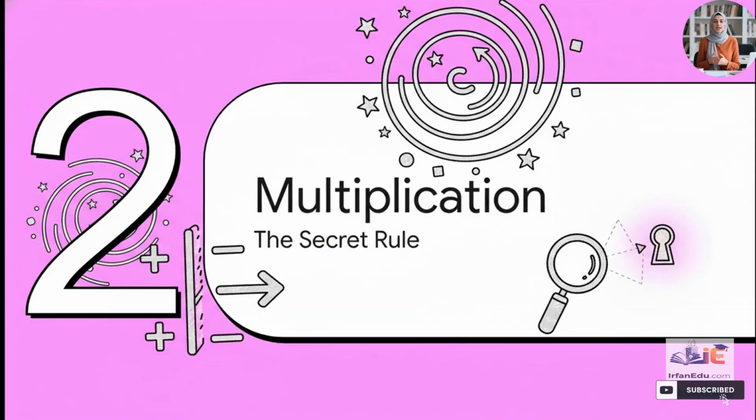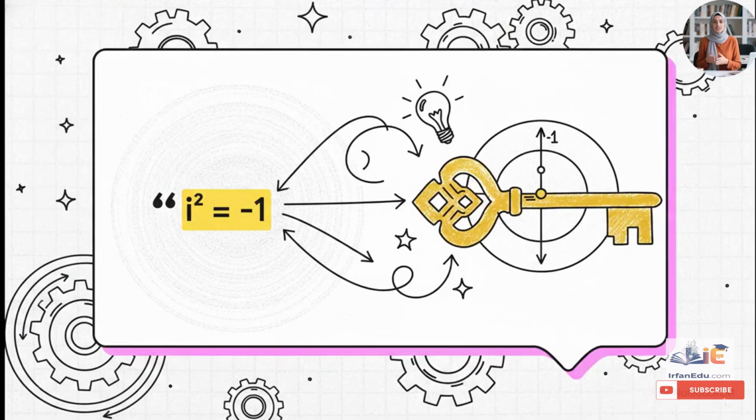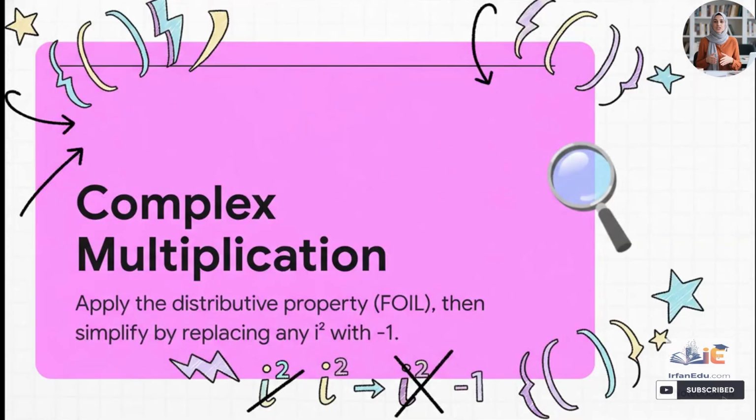Okay, you've totally got addition and subtraction down. So, let's level up. Multiplication is where things get really interesting. It actually follows a process you already know, but with one single secret rule that changes the entire game. And here it is. This is the golden rule of multiplying complex numbers. Whenever you see i squared, you just replace it with the real number, −1. That's it. This one little substitution is the key that unlocks the whole thing.